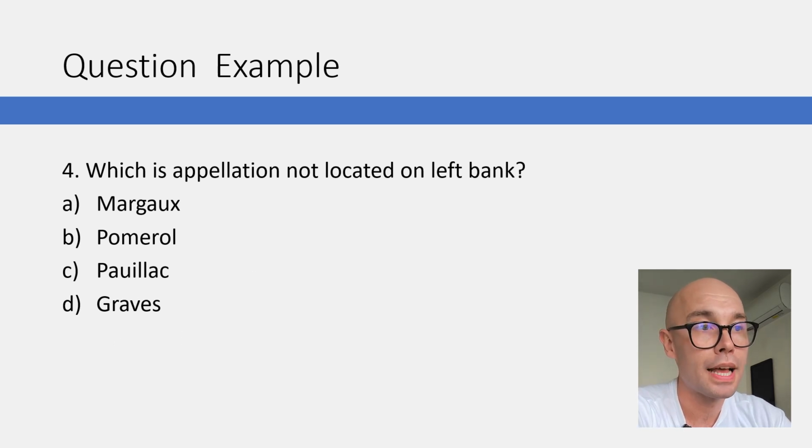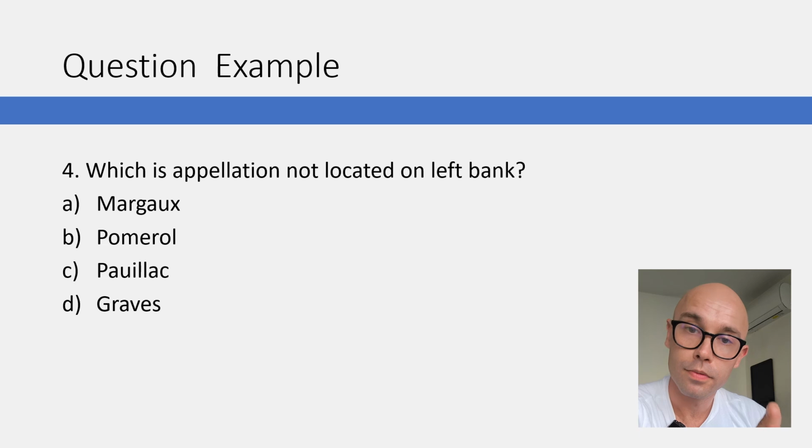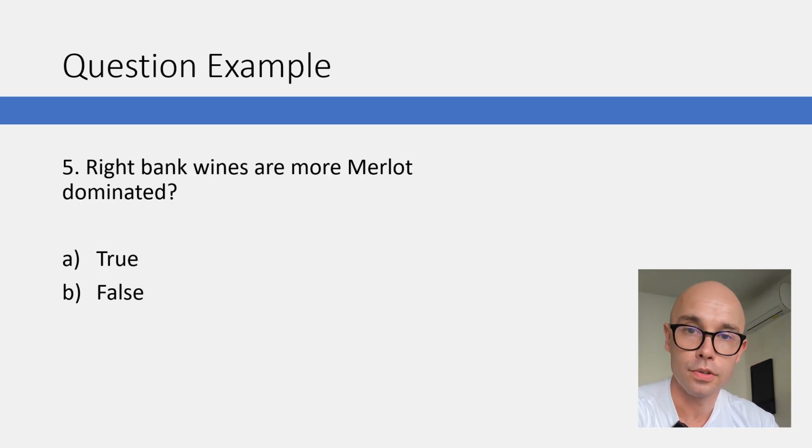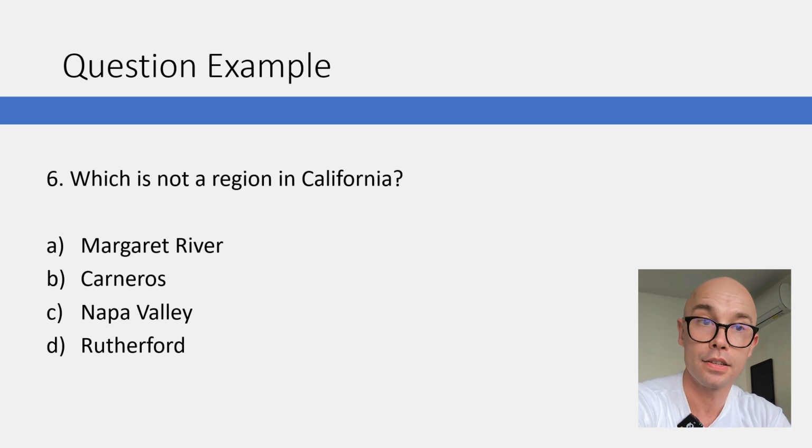Which appellation is not located on the left bank? Margaux, Pomerol, Pauillac, Graves. The correct answer is B, Pomerol. Pomerol is located on the right bank. And then you should associate Pomerol, right bank, with more Merlot dominated. Right bank wines are more Merlot dominated. True or false? The correct answer is A, true. And then I explained why that is, because of the characteristics of the climate and the soil.